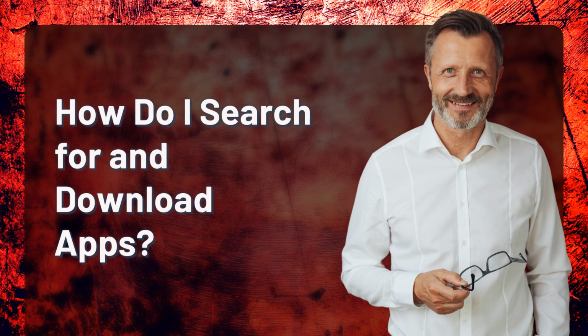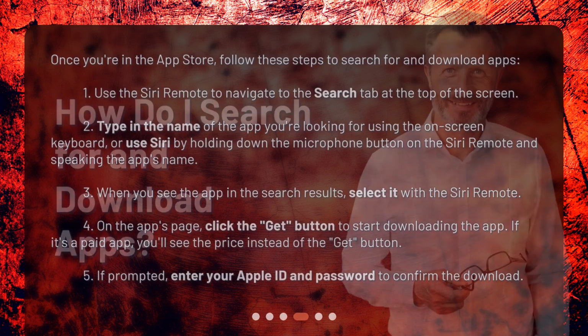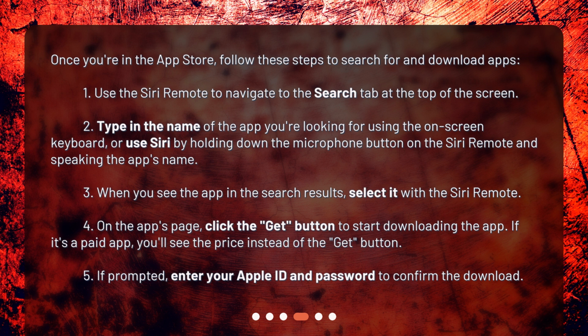How do I search for and download apps? Once you're in the App Store, follow these steps to search for and download apps. 1. Use the Siri remote to navigate to the search tab at the top of the screen. 2. Type in the name of the app you're looking for using the on-screen keyboard, or use Siri by holding down the microphone button on the Siri remote and speaking the app's name.